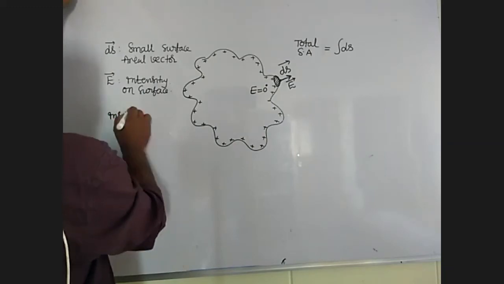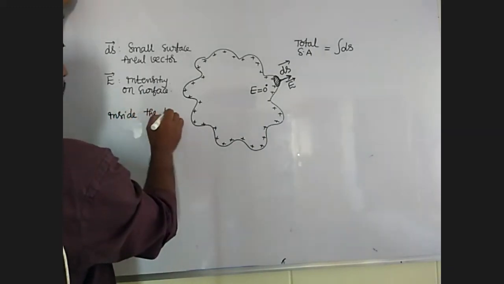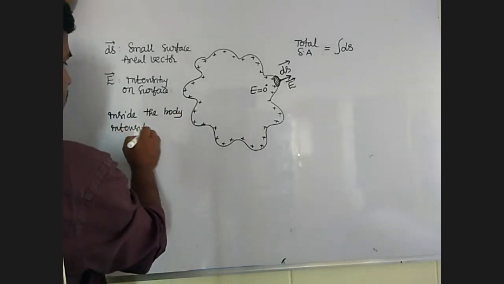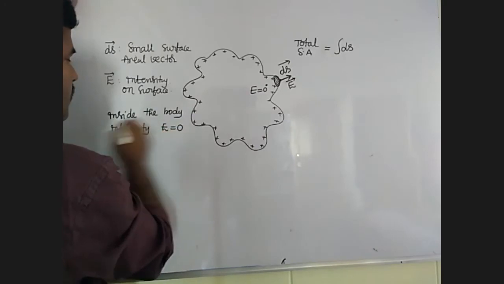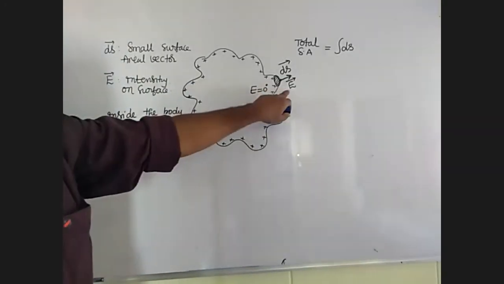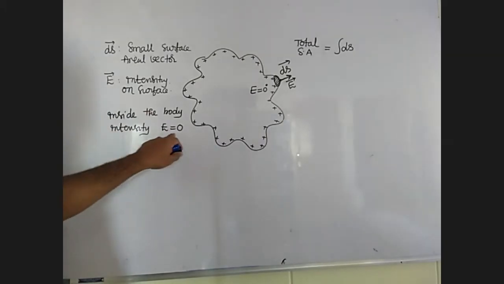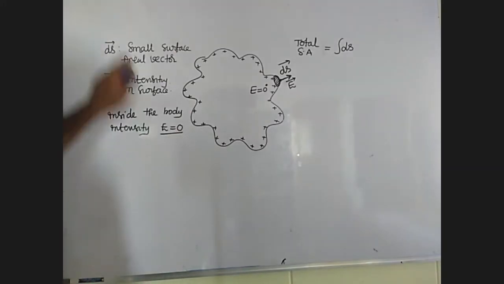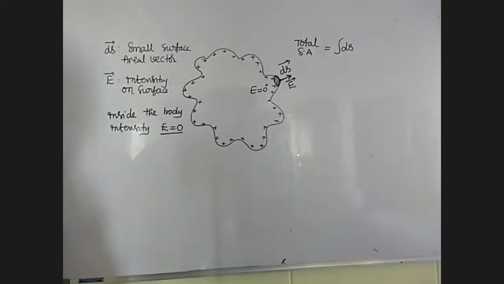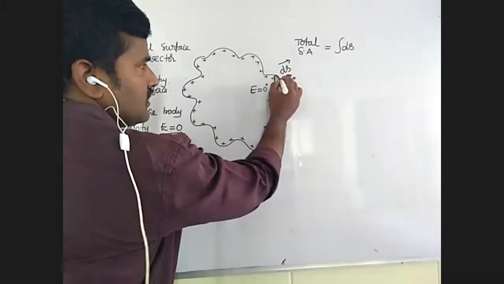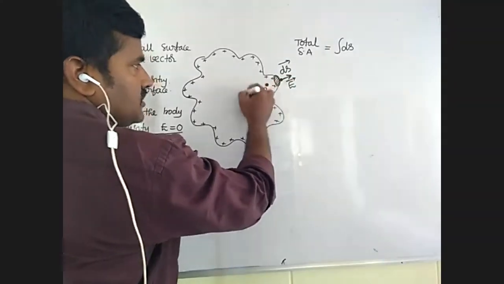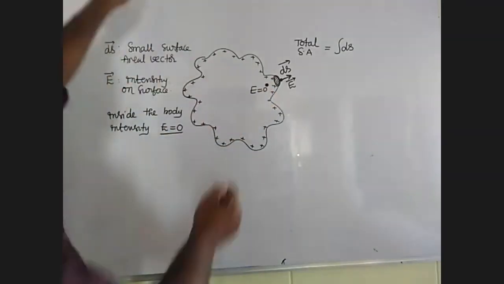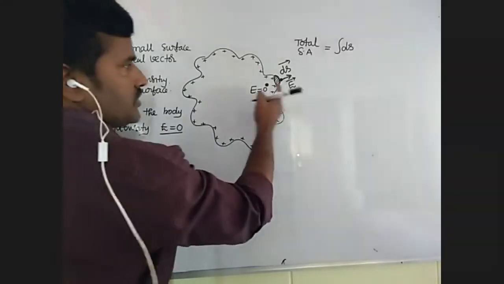Inside the body, the intensity E equals 0. Outside the intensity is there, inside the body the intensity becomes 0. So just outside the intensity is present, and just inside the intensity becomes 0. What is the condition here? Just observe the given condition.